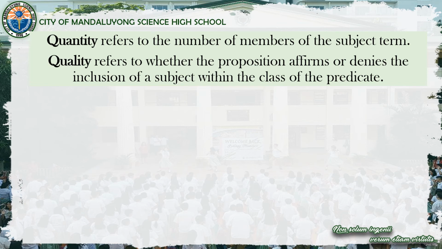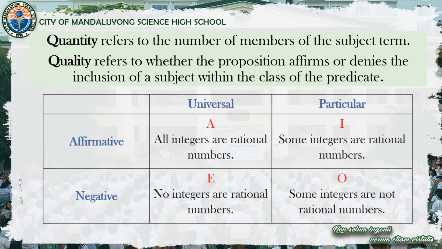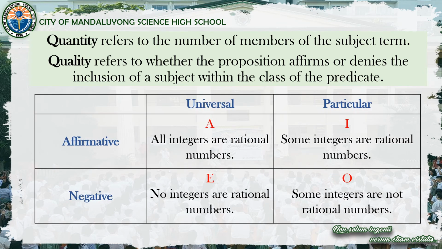Okay? And whenever we begin our propositions with the terms all, no, or some, you are expressing the quantity of the proposition you assert. So, these are our examples. For A, all integers are rational numbers. For I, we have some integers are rational numbers. For E, we have no integers are rational numbers. And then for O, we have some integers are not rational numbers.